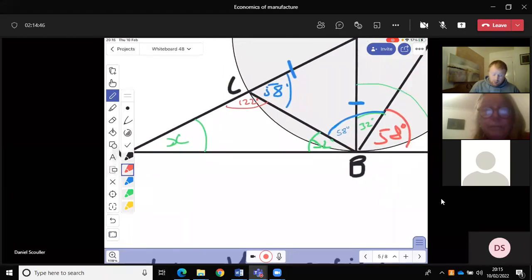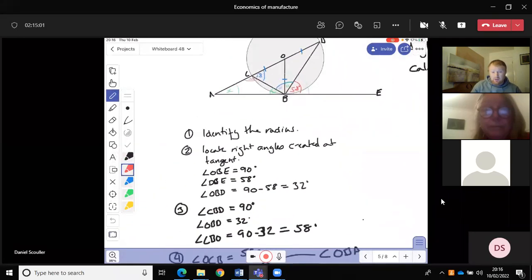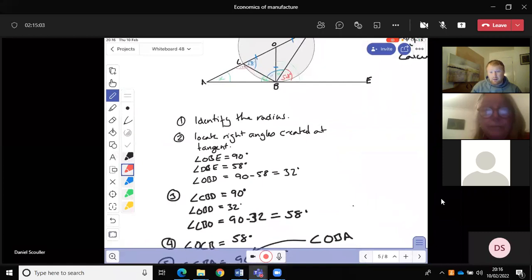That leaves us only with one angle missing in that triangle. Okay, so we've got 32 degrees here, 122 here. The missing one is the one we're actually wanting. We know the rule that all the angles in a triangle equals 180. So whatever type of triangle you've got, 3 angles equal 180.